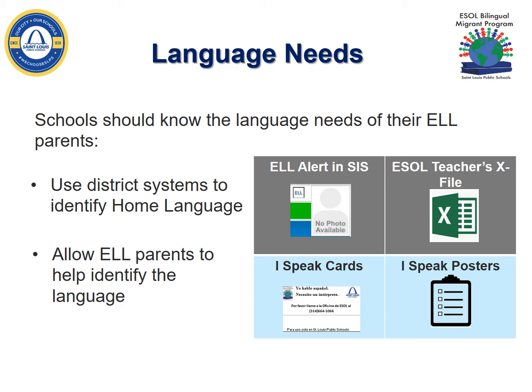When we do return to brick-and-mortar school and ELL parents resume their visits to schools with questions or for meetings, there are two ways they can help you identify their language. They may present you with an ISP card that they received in the ESOL office upon enrollment. This card indicates the home language and states whether or not the parents need an interpreter. All ESOL center schools also received an ISP poster to display in their main office. This poster can be used by ELL parents to help school staff identify ELL parents' language needs.